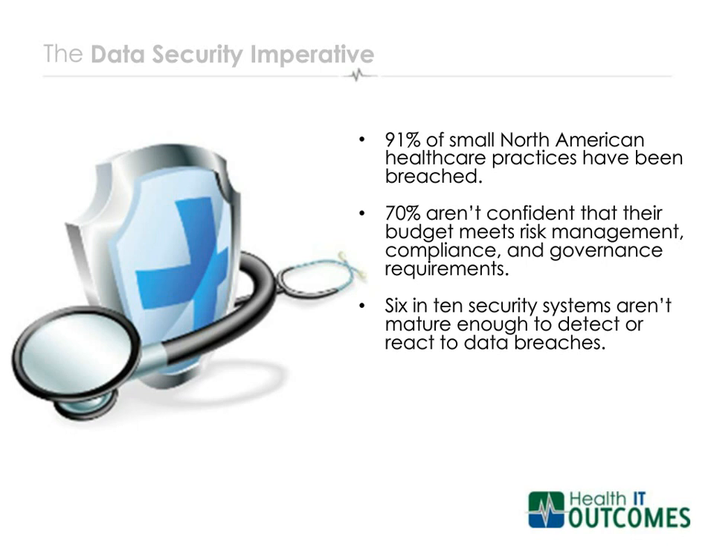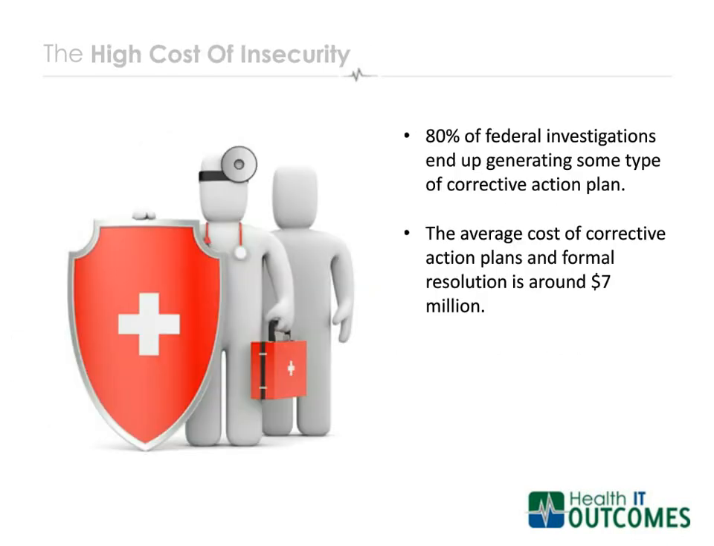Those figures don't present healthcare providers with very good odds of avoiding a breach, and breaches don't often come without significant cost. If state and federal investigations conclude that the organization has in fact violated the laws governing protected health information, the provider must deal with corrective action plans, formal resolutions, or both. That Information Week study reported that 80% of federal investigations end up generating some type of corrective action plan. And corrective action plans and formal resolutions can run well into the millions of dollars. According to that Information Week study, the average cost is around $7 million.